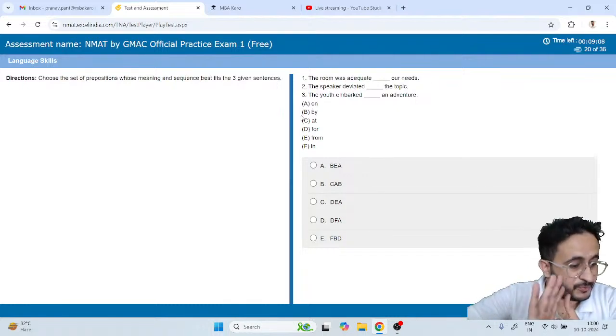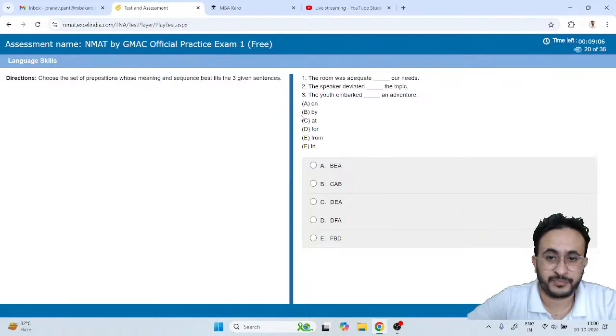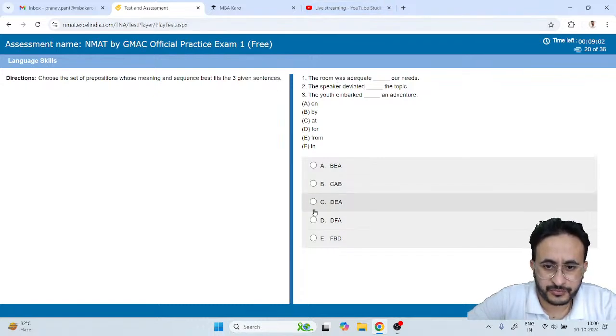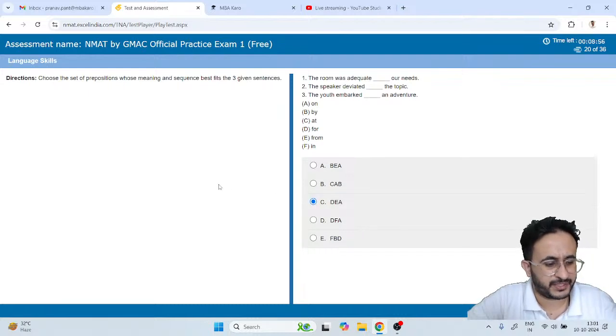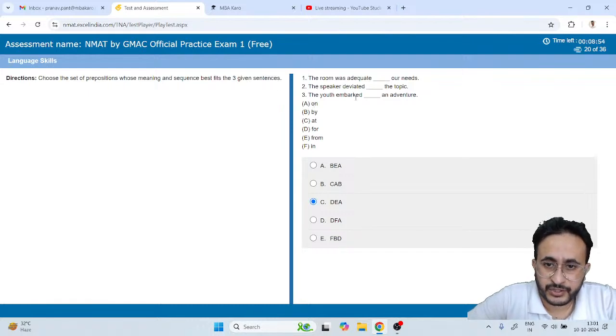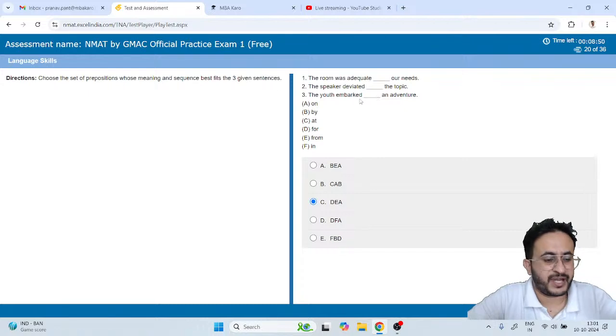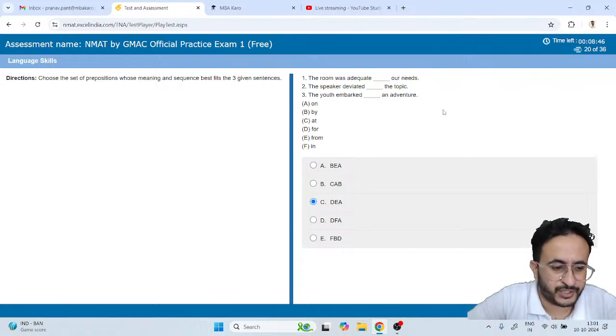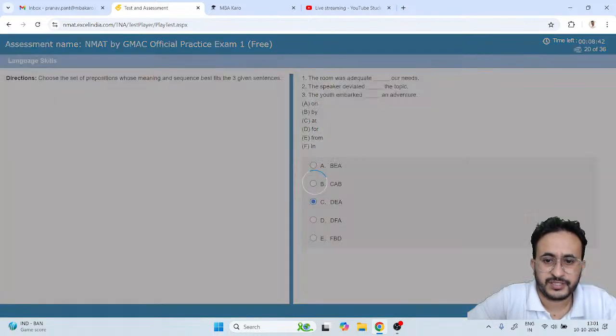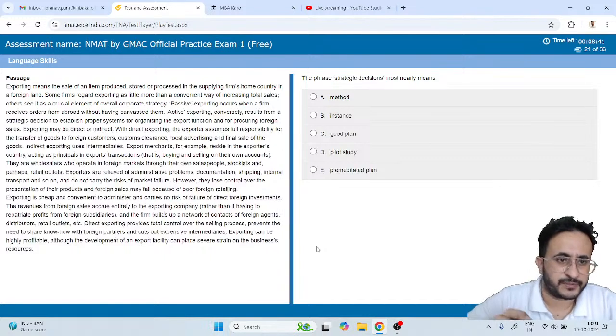Okay, so now again a preposition question. So the third question we are seeing is on prepositions. The room was adequate for our needs. Okay, so the first should be D. Then the speaker deviated from the topic. So we deviate from something. Okay, and then the youth embarked on or in. So embark goes with on, right? So these are all the preposition rules. Some common prepositions you must know, which prepositions go with which.